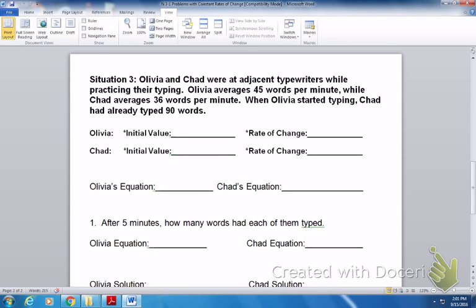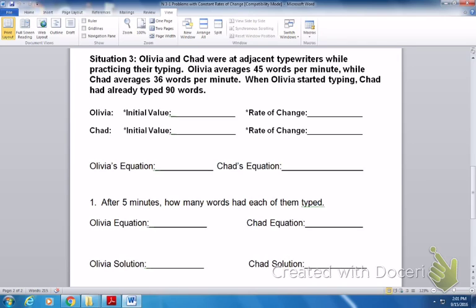Situation 3. Olivia and Chad were at adjacent typewriters while practicing their typing. Don't worry about the word adjacent. It means they were next to each other typing. Olivia averages 45 words per minute, while Chad averages 36 words per minute. When Olivia starts typing, Chad has already typed 90 words.